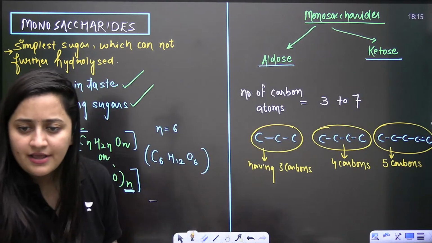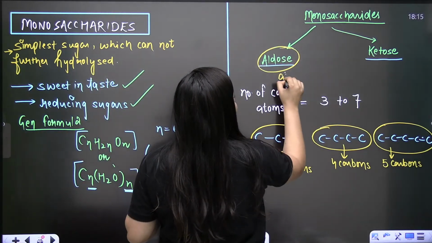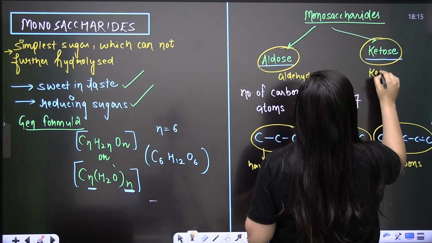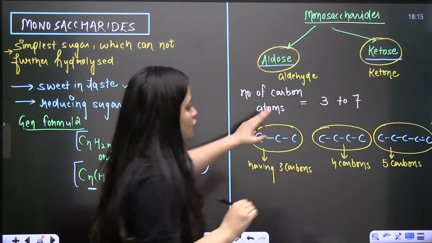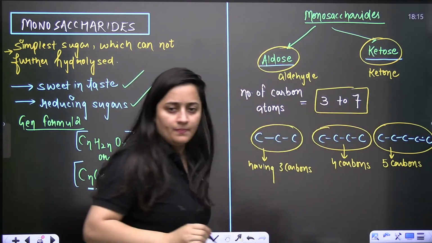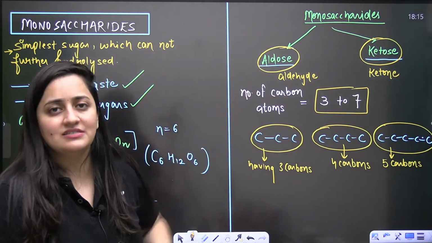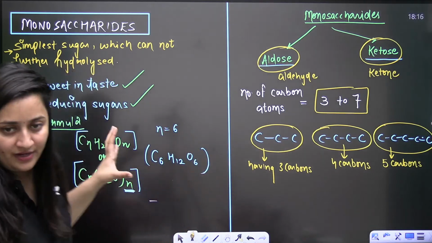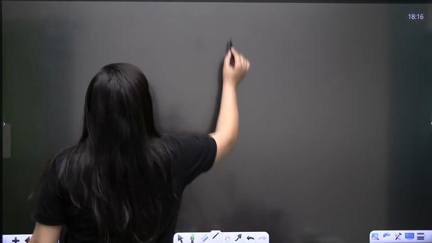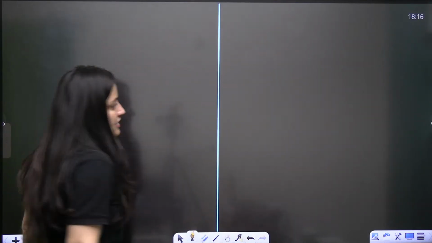Fine? Got it? So, if the functional group is aldehyde, that monosaccharide will be aldose. If the functional group is ketone, that monosaccharide will be ketose, right? Even though the number of carbons can vary, it will be in the range of 3 to 7. But right now, you have to go beyond NCERT if you want to understand this topic. So pay attention, it's important. That is about the aldose and the ketose. Clear? Okay, so now the next point.